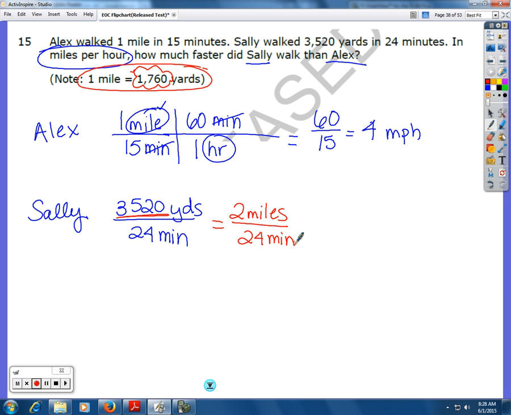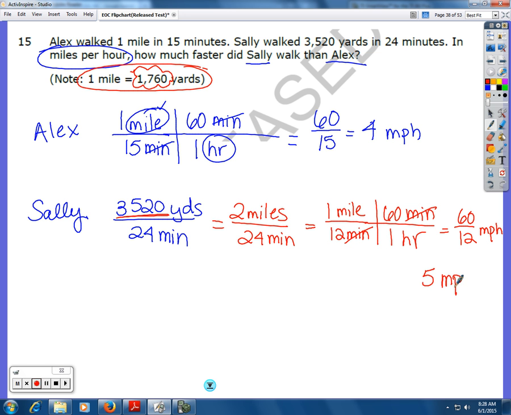Okay, we can also further simplify that. So if he walked 2 miles in 24 minutes, then he walked 1 mile in 12 minutes. And now we need to convert this to miles per hour like we did with Alex. So there's 60 minutes in 1 hour. The minutes cancel, and we end up with miles per hour, and we have 60 over 12 miles per hour, and 60 over 12 simplifies to 5 miles per hour. So we have 4 miles per hour for Alex, 5 miles per hour for Sally, and the question said how much faster did Sally walk than Alex? So Sally walked 1 mile per hour faster.